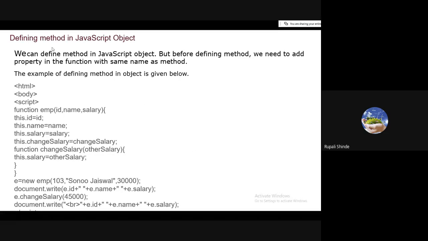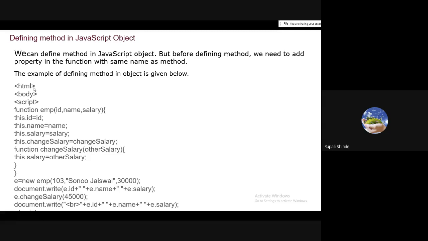Okay, defining a method in a JavaScript object. Here we can define a method in a JavaScript object. That means within the object we have to define the method, but before defining the method we need to add a property in the function with the same name as the method. Whatever methods you want to define within the object, you have to specify the same property for that object, and then you call the method.